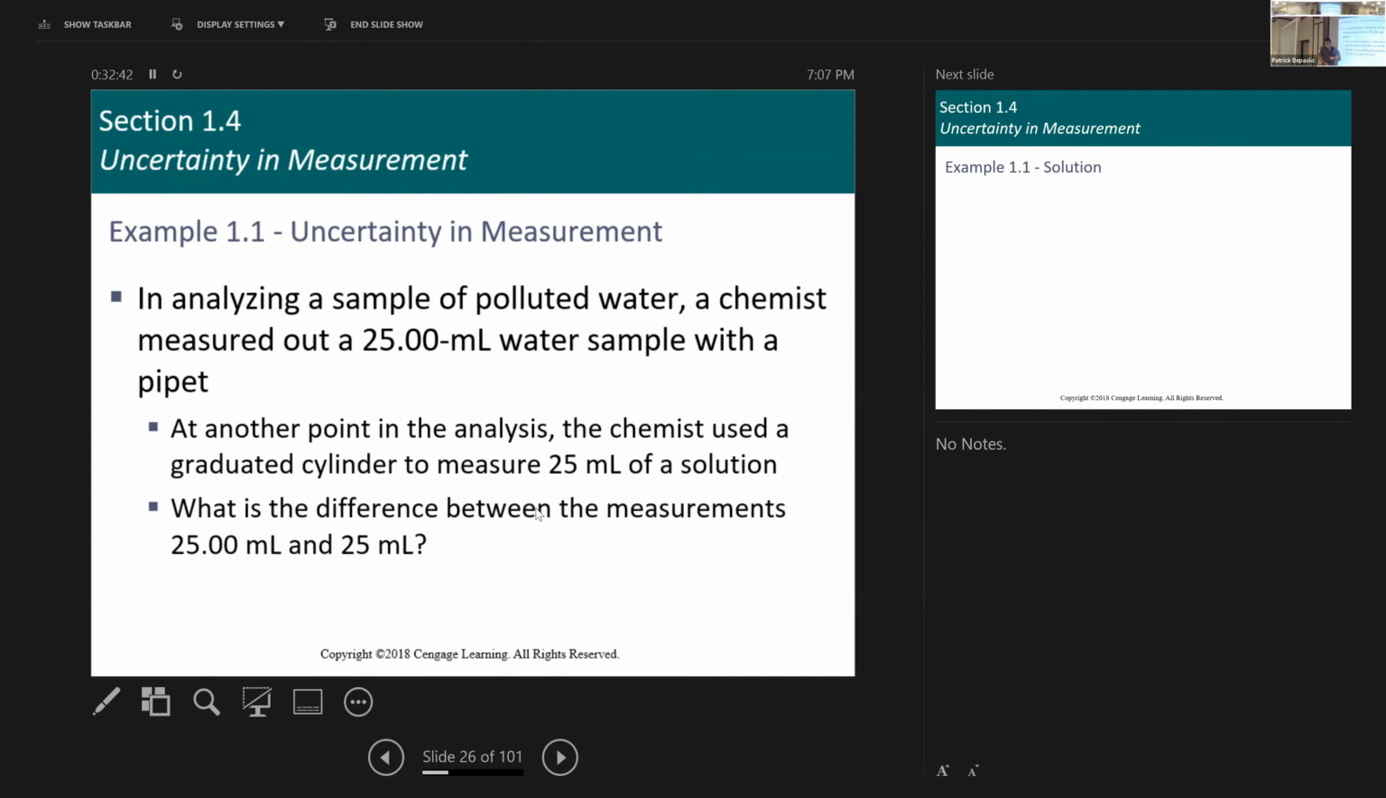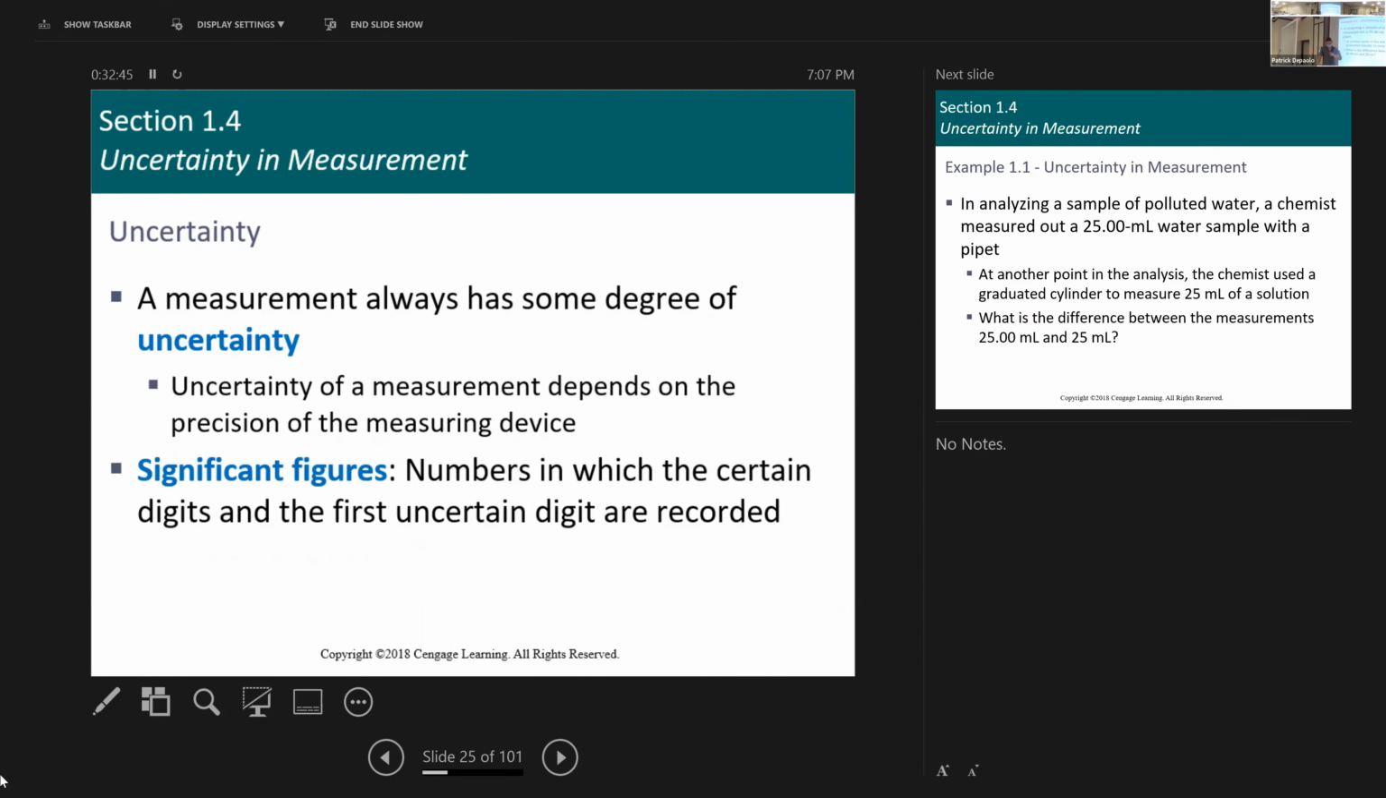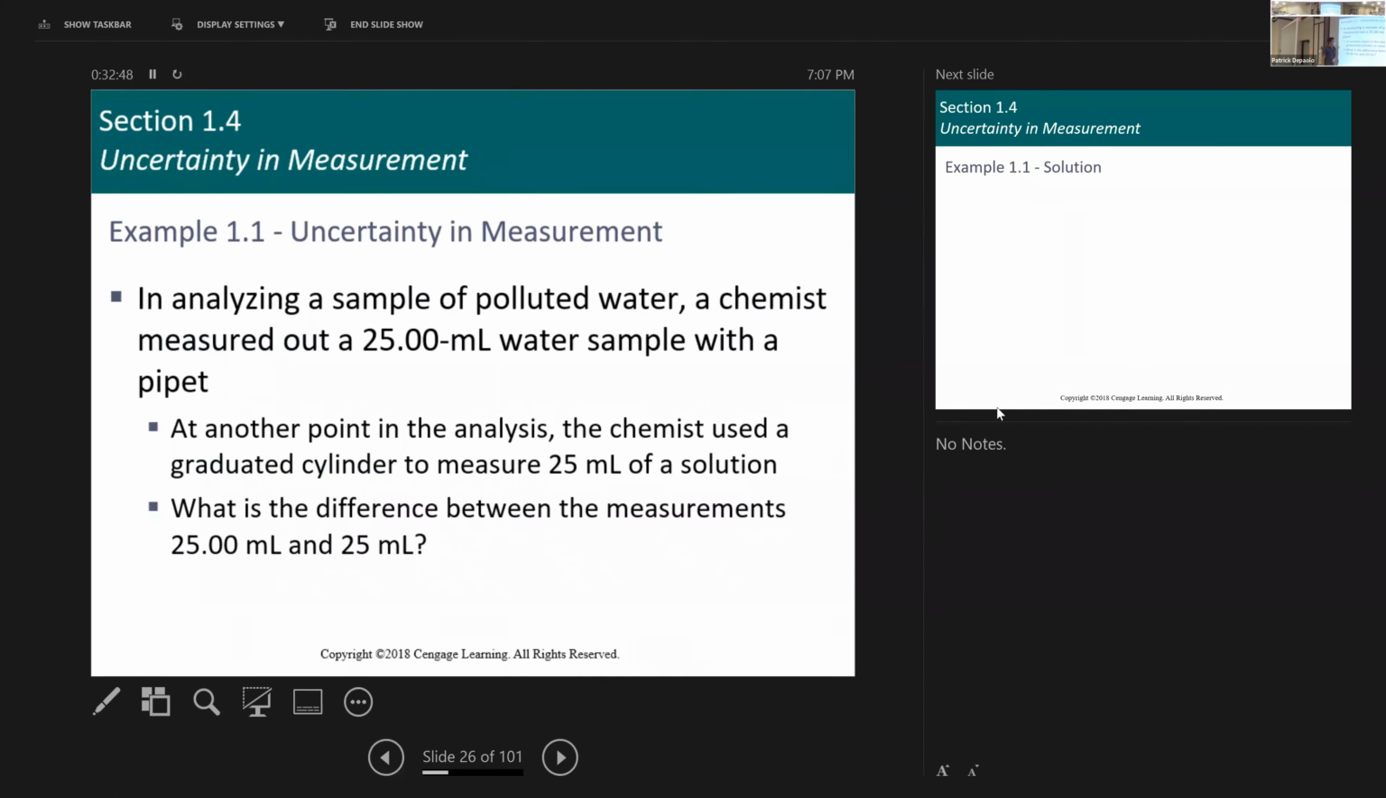So yeah, first we'll talk about this. Okay. So I'll cut to the chase. We have two measurements here. We have 25, just 25, and then we have 25.00. So I think for online people, my cursor is probably going all over the place. There's 25.00 and 25.